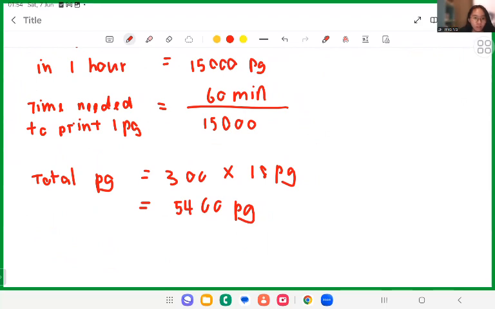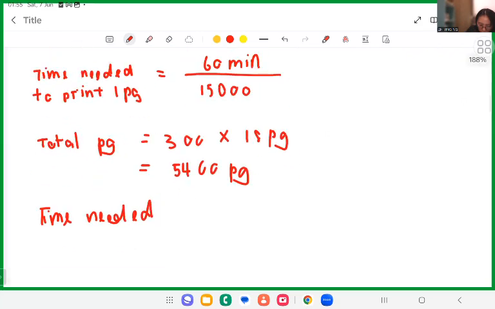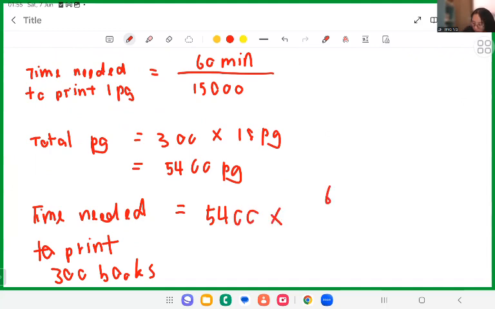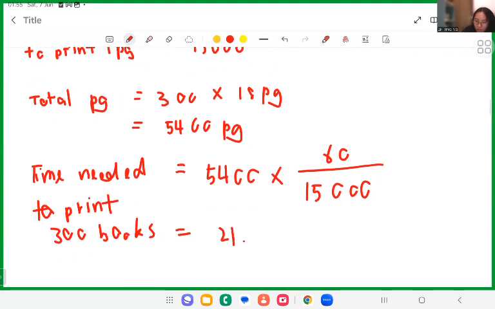calculate the time needed to print 300 books using 5,400 pages times 60 over 15,000 minutes. So the answer we get is 21.6 minutes. So we cannot just leave the answer like this.